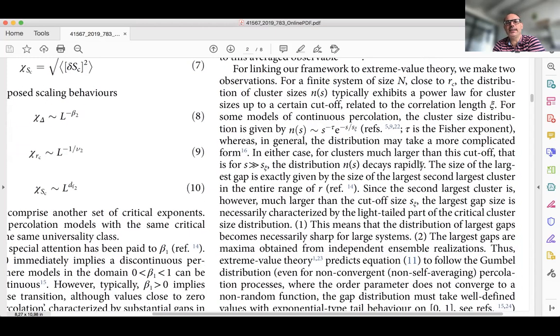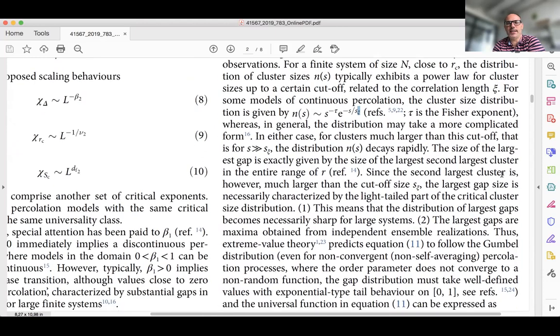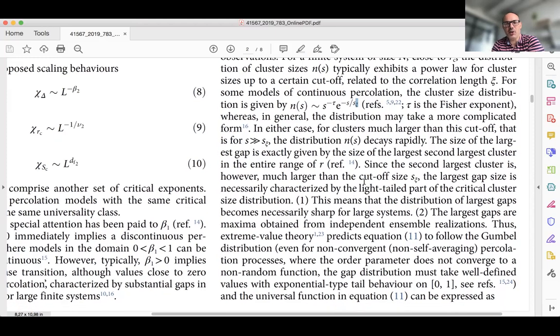So in either case, for clusters much larger than this cutoff, and there must be a cutoff because it's a finite system, that is for s larger than this cutoff, the distribution decays rapidly. This is what I just said. And what is rapidly? The size of the largest gap is exactly given by the size of the second largest cluster in the entire range of the order parameter. That may be trivial, maybe not for you. There's a paper, my own paper, you can read it if you want.